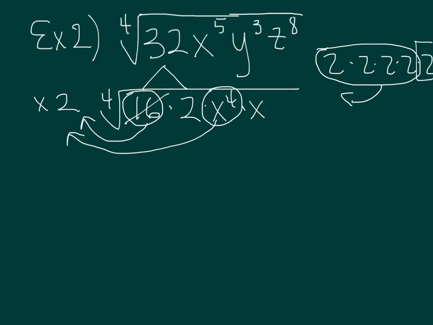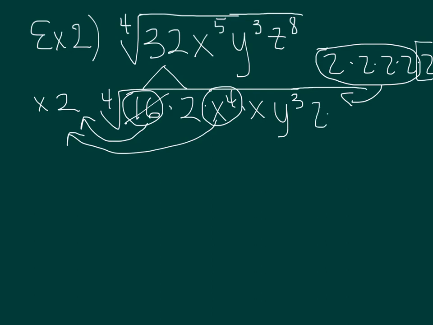Now, looking at the y variable, I only have y cubed. And since it's the 4th root, I'm supposed to have 4 of something in order to be able to take it out of the 4th root. So y cubed actually just has to stay. I can't do anything with that. All 3 of them need to stay.